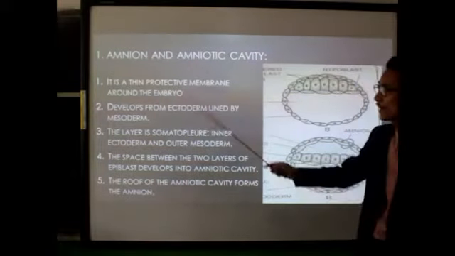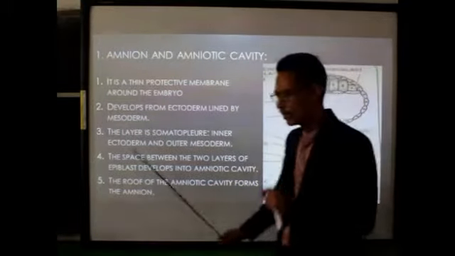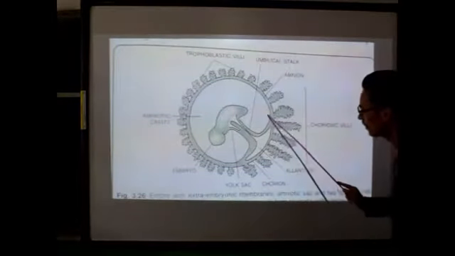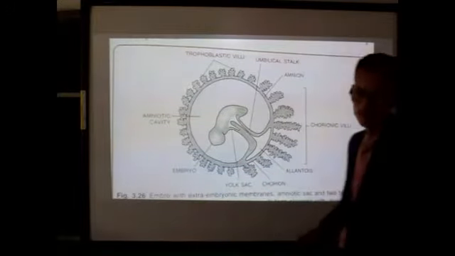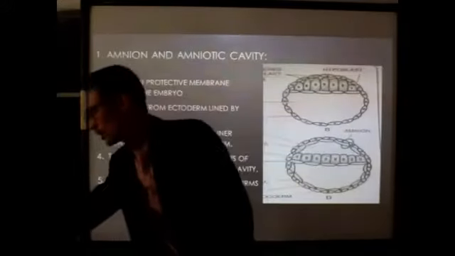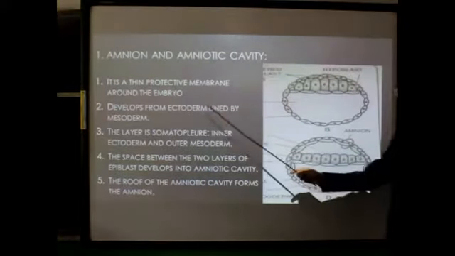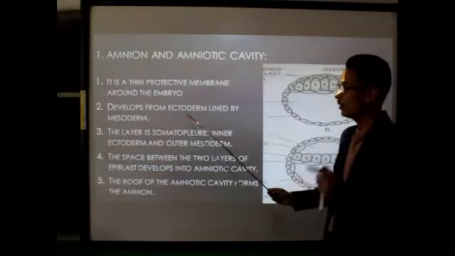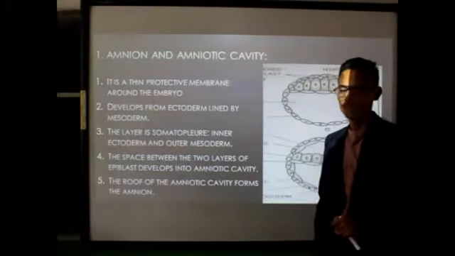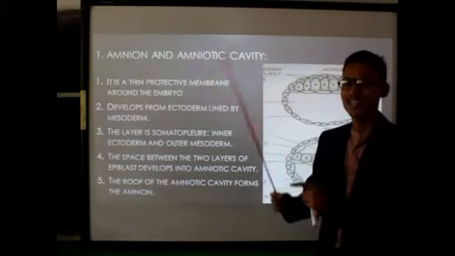The amnion is a thin protective membrane around the embryo. If we try to recall the structure we have learned, this particular layer that completely surrounds the embryo is the amnion. Clear? Now it develops from the ectoderm lined by mesoderm. Now what do we mean by ectoderm and mesoderm? These are the embryonic germ layer cells.